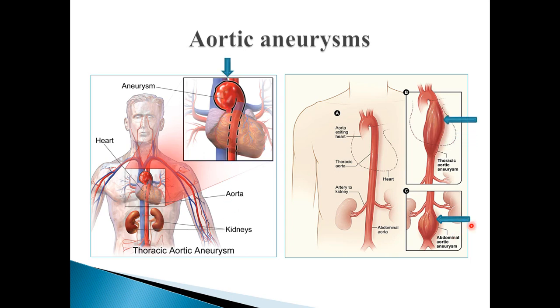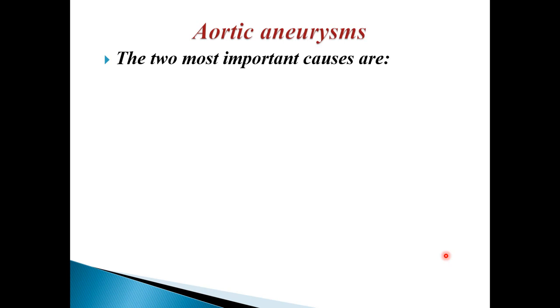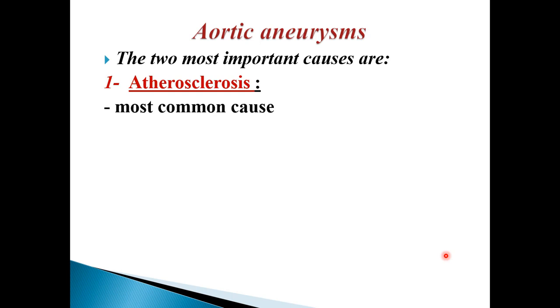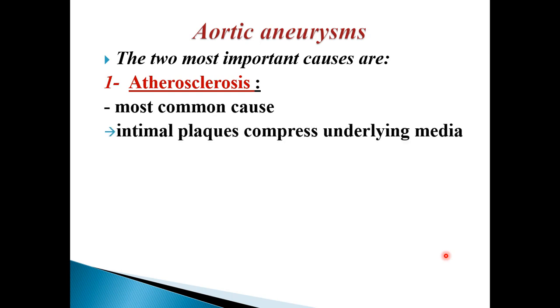The most important one of these, and the most common one actually, is the abdominal aortic aneurysm. Aortic aneurysms have two very important causes or underlying mechanisms. Number one is atherosclerosis. This is actually the most common cause.